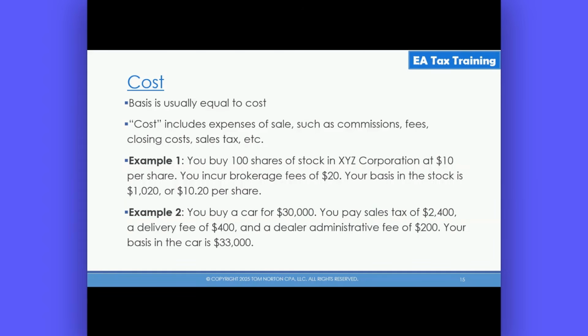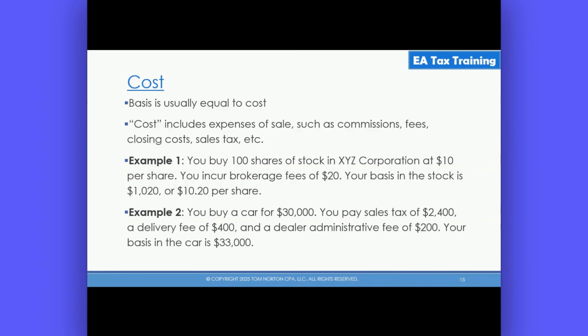But in the real world, if you're going to go out and buy some shares of stock, you're not going to get it just for whatever the stated price is. You're going to have to pay some sort of fees that go along with that. And so you add those fees in order to determine the basis of that asset.